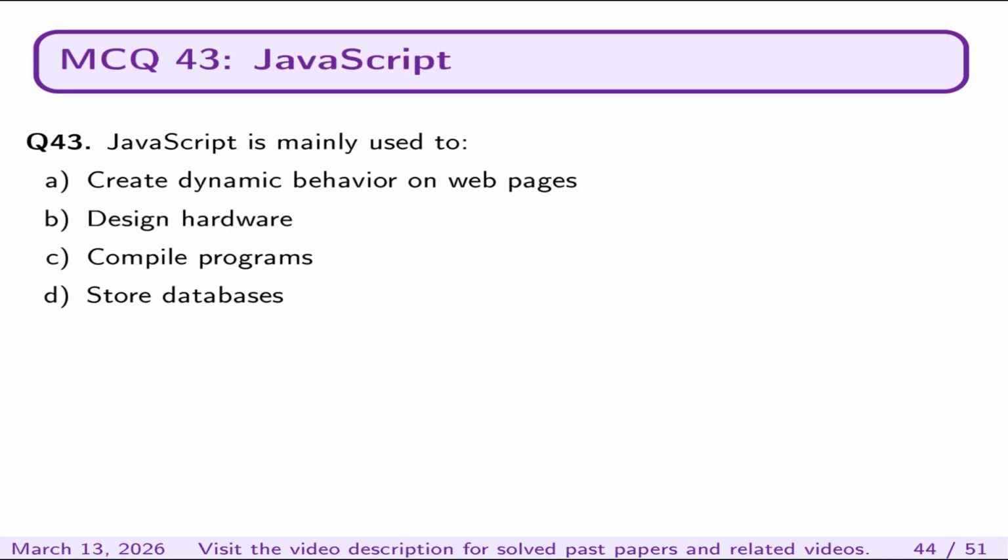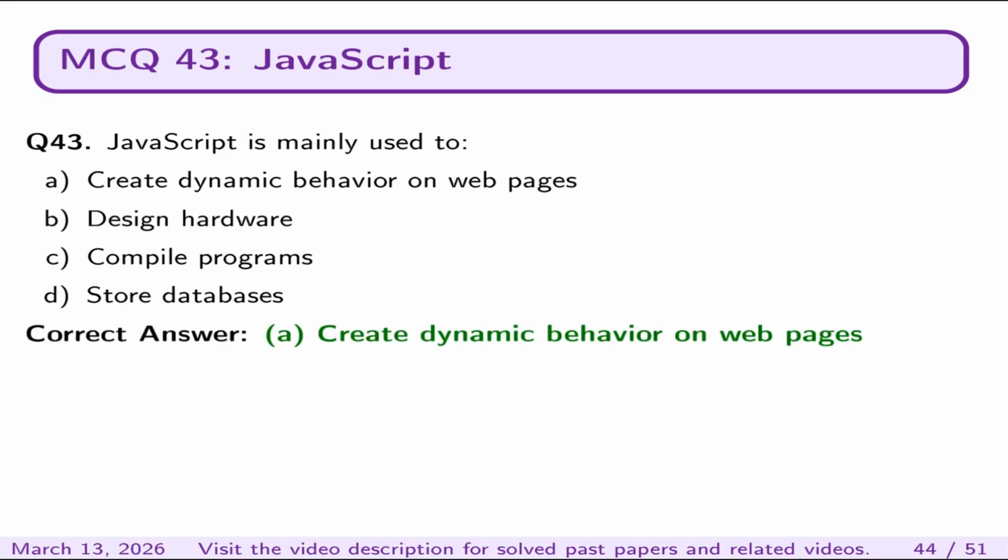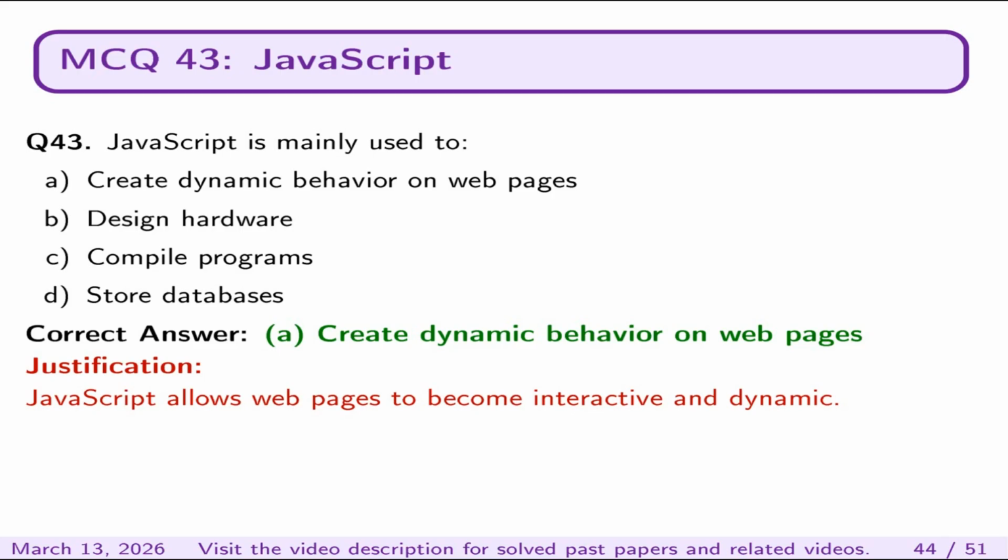JavaScript is mainly used to: create dynamic behavior on web pages, design hardware, compile programs, store databases? The correct option is create dynamic behavior on web pages. JavaScript allows web pages to become interactive and dynamic.